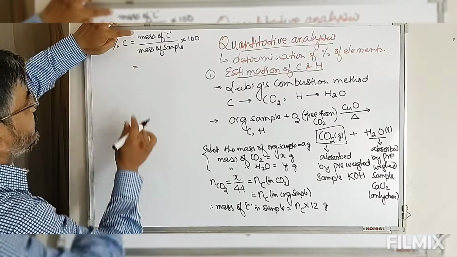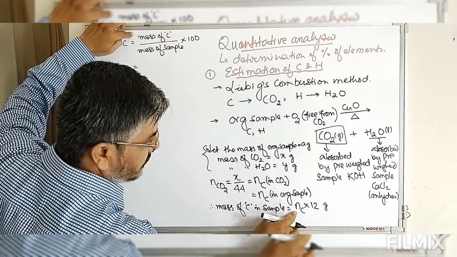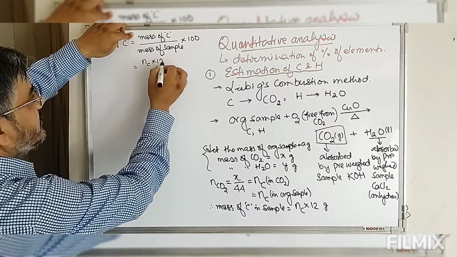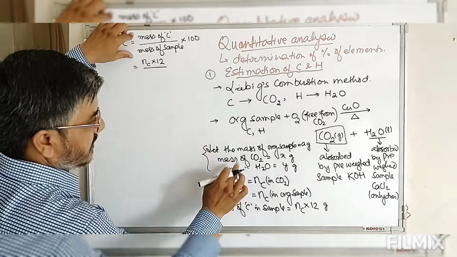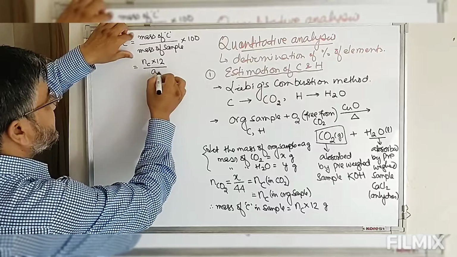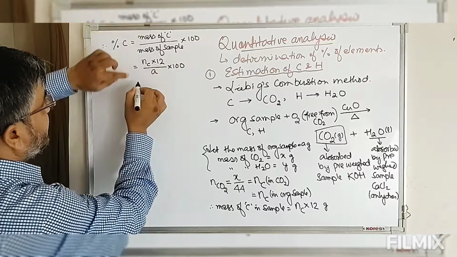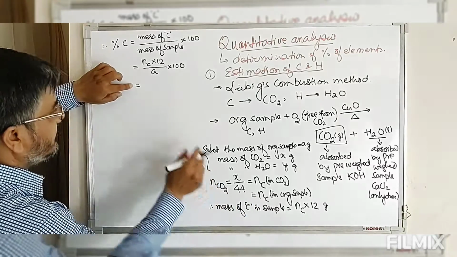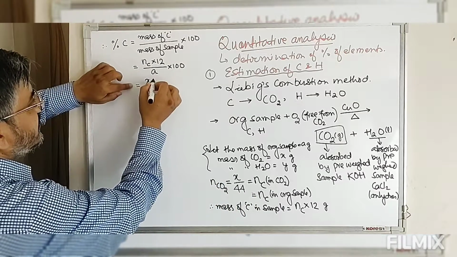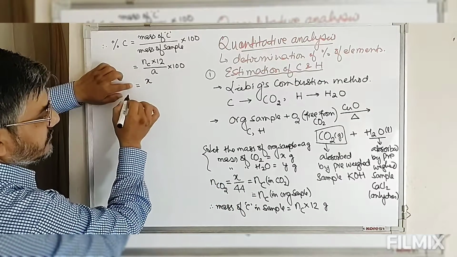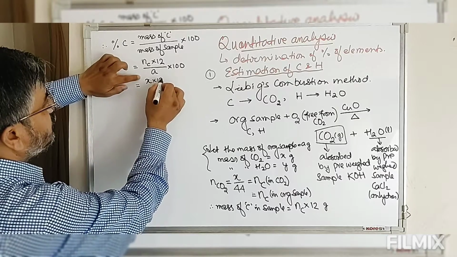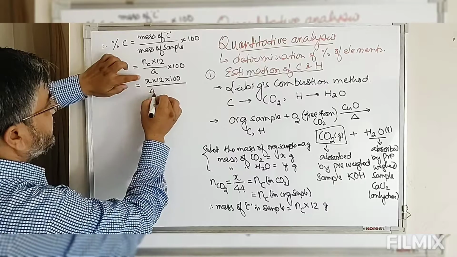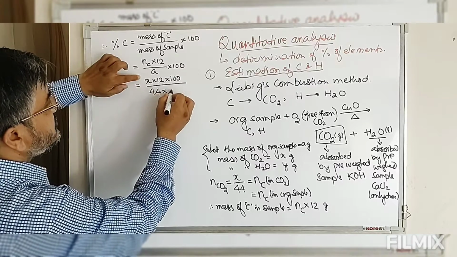Now we have this mass of carbon. The mass of carbon is the number of moles of carbon into 12. The number of moles of carbon multiplied by 12, divided by the mass of sample taken, which is A gram, multiplied by 100. Now the number of moles of carbon is equal to the number of moles of carbon dioxide. So we say this is X divided by 44, that is the number of moles. So X into 12 divided by 44 times A.